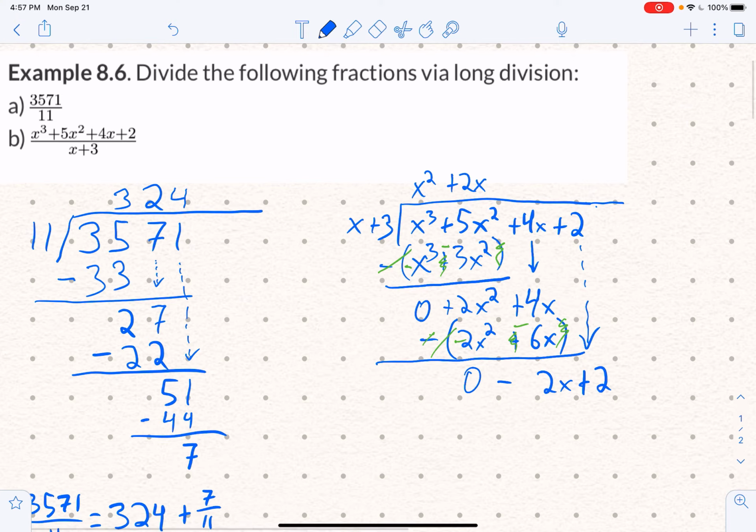Now, let's continue. We're now going to repeat the process again, starting with x plus 3 and going into this minus 2x plus 2. The first term, we're going to go into the first term here, negative 2x. X goes into negative 2x how many times? Or another way to say that is, what do you have to multiply x by to get negative 2x? And the answer is just negative 2. You mentally check by saying negative 2 times x gives you negative 2x, so that's a good check.